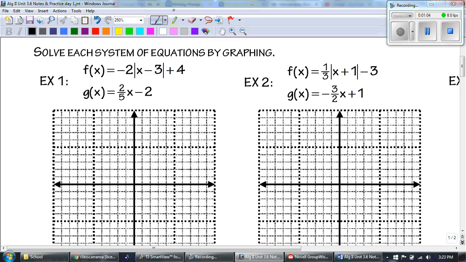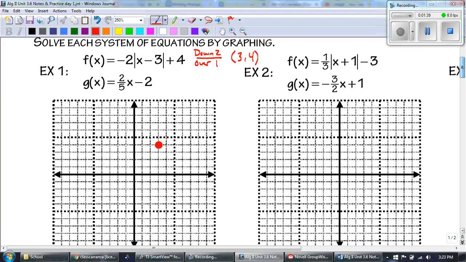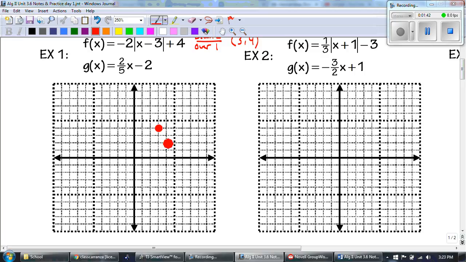We should be pretty good at these by now. We know that it's a -2, which means we're going down 2 over 1, and then I need my vertex. I take the opposite of -3, which is +3, and then 4. Now, if you look, there's an equal sign, so that means no shading. We're just graphing. So at 3, 4 is where I start, and then I'm going down 2 over 1.